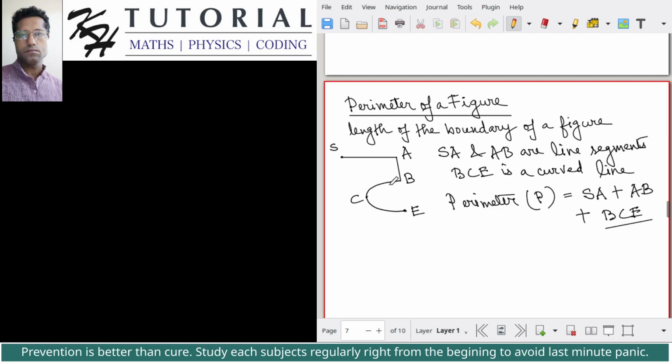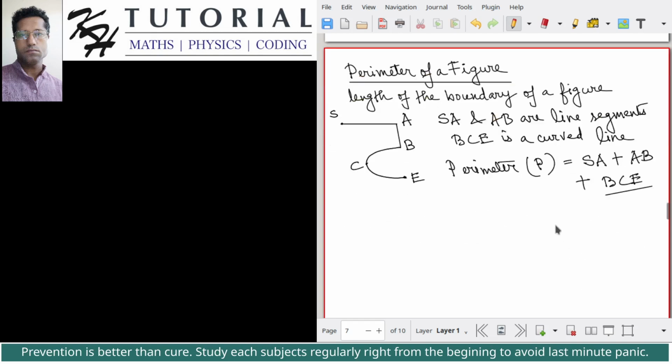Now if you stretch, what exactly is BCE? If you stretch this curved line BCE as a straight line, then the length of the straight line is actually BCE. That is, BCE is actually denoting the length of the curved line BCE.